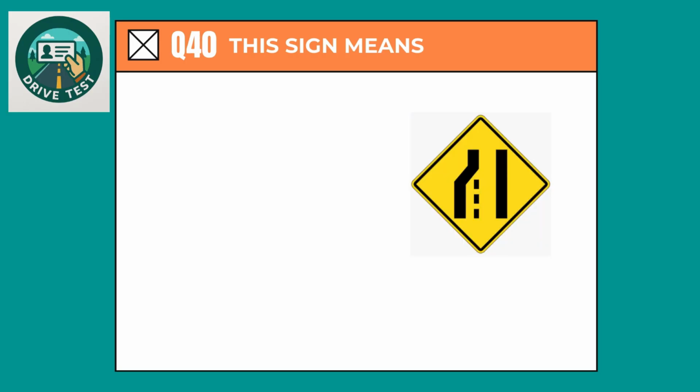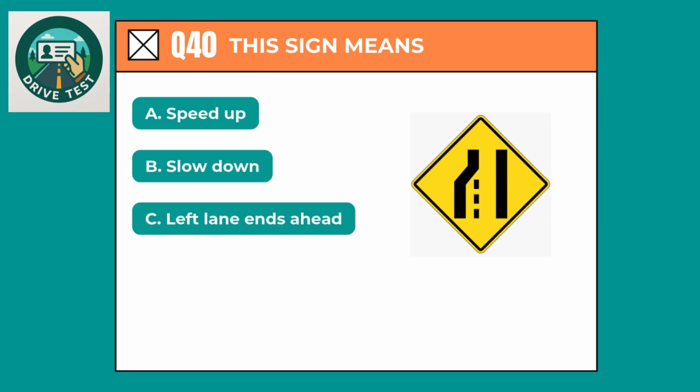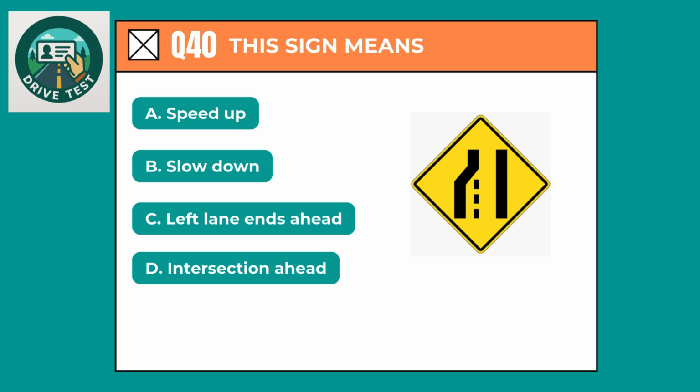Question 40. This sign means A. Speed up. B. Slow down. C. Left lane ends ahead. D. Intersection ahead. The correct answer is C. Left lane ends ahead. Prepare to merge right when the lane ends.